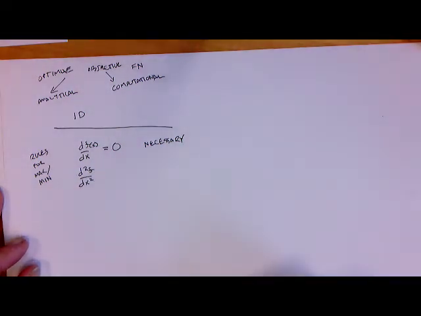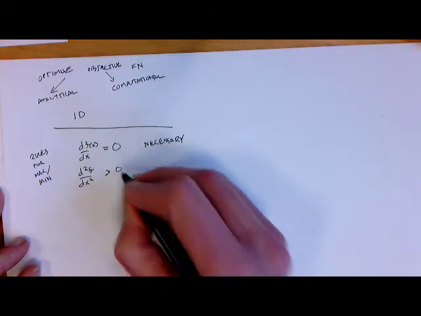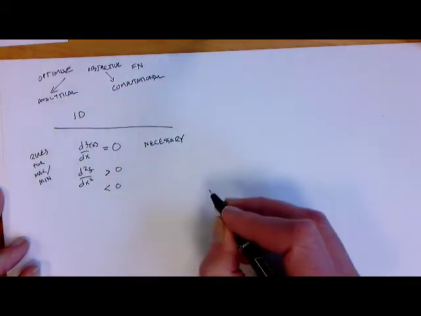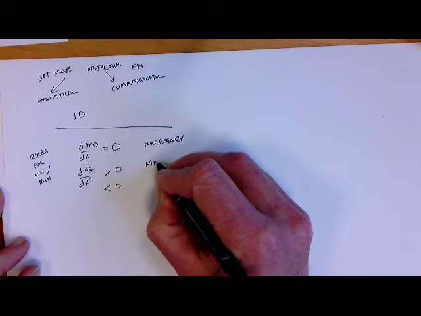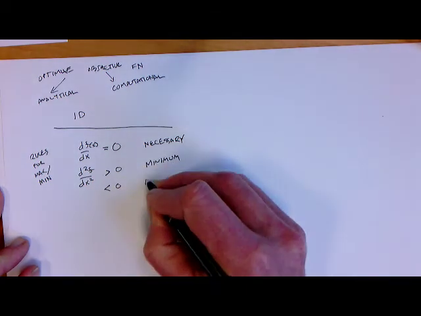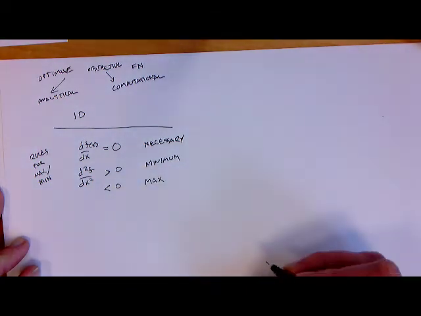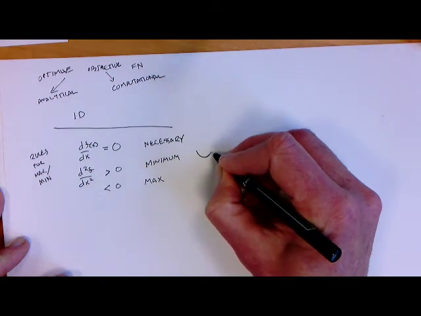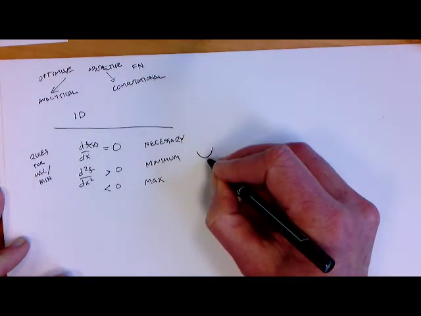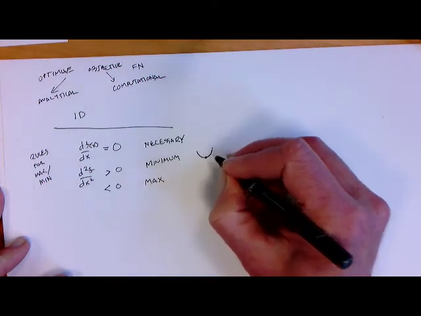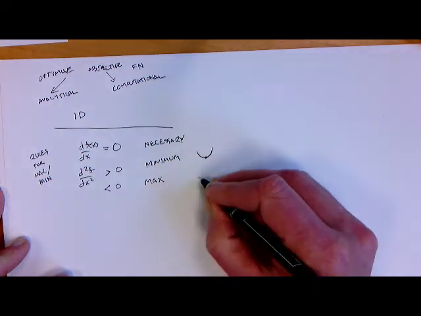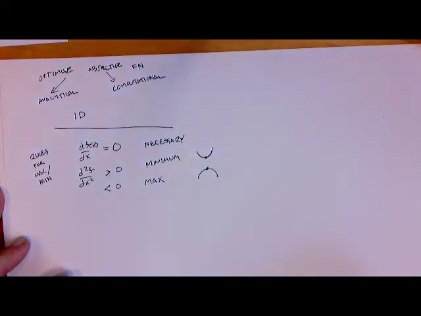You look at the sign. If it's positive, then you have a minimum. If it's negative, you have a maximum because you're like an upside down parabola. So positive second derivative indicates positive curvature. So that means if I had a derivative that was 0 and a positive second derivative, I'd be sitting there, a minimum, I'd be sitting like that.